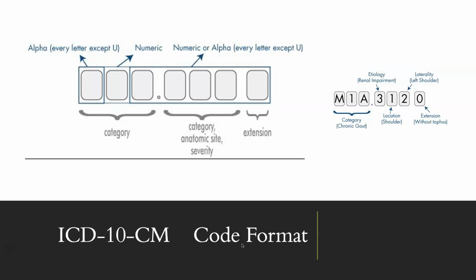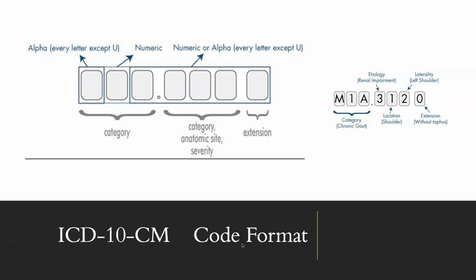So on this diagram, you're seeing what I was describing in terms of the code format. The first 3 character spaces are usually the category. Then there's a period. Make sure you have your period there. You can't leave that out. It's always after the first 3, never anywhere else. If there are any characters after the first three, you have to use that period. If there are no characters after three, you don't have to use a period.